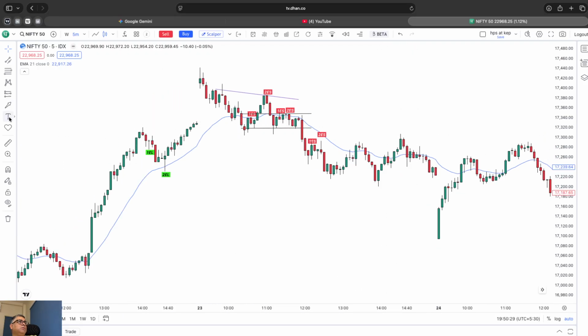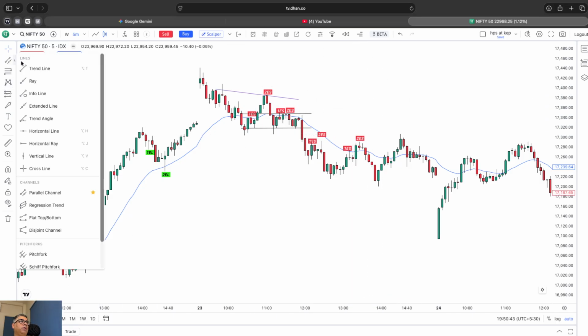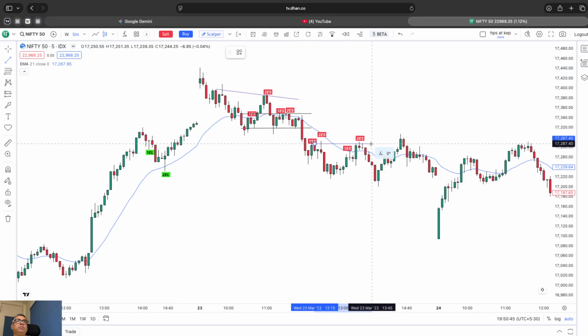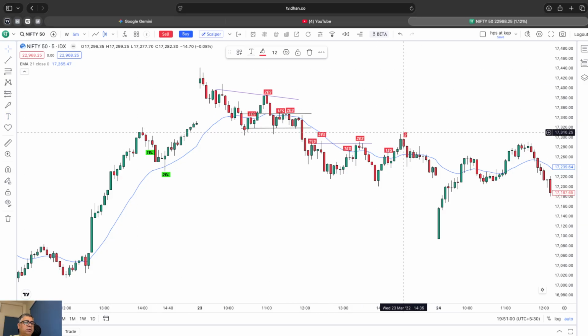This is another second entry short, first entry short, and then second entry short, while formation of double top. This was a very good entry. Then there was a third touch, and this is first entry short, and this is second entry short.